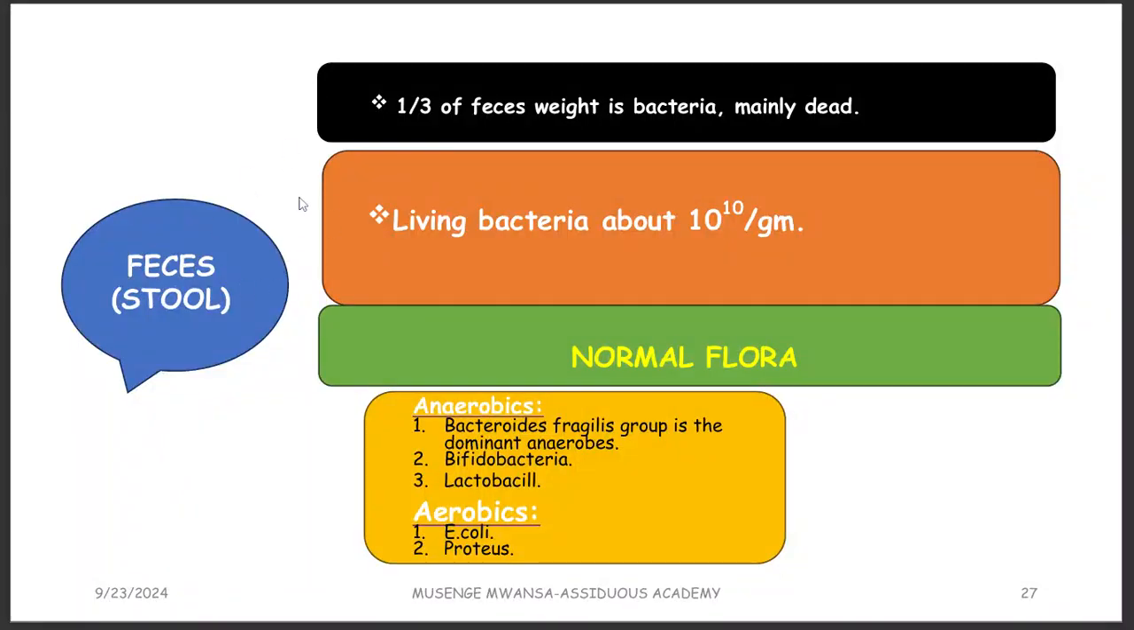And then the feces, 1/3 of feces weight is actually bacteria, which is dead. And living bacteria is about 10 to the power 10 in number per gram of stool. So the normal flora have got anaerobes like the Bacteroides fragilis, which is the dominant anaerobe. And then bifidobacteria, lactobacillus, and then the aerobes you have got E. coli and Proteus.